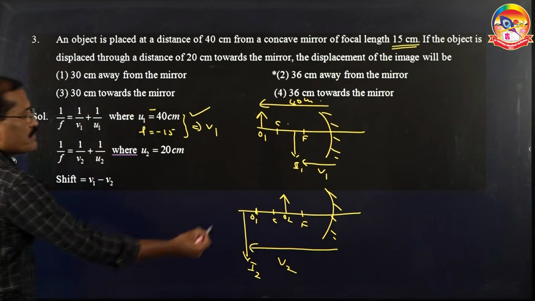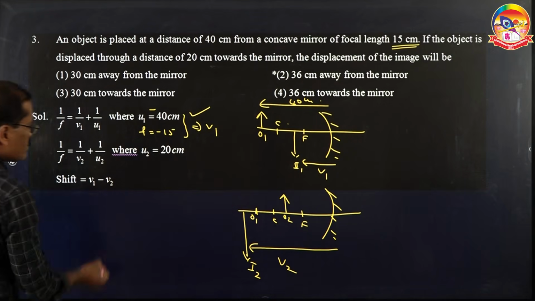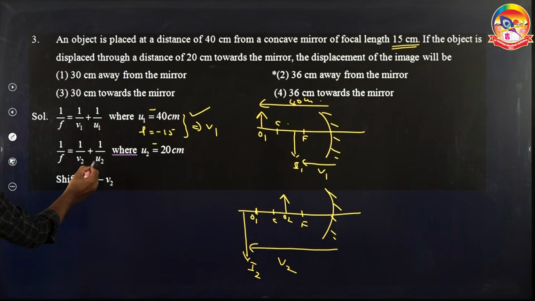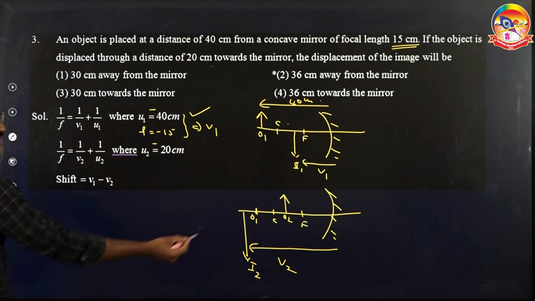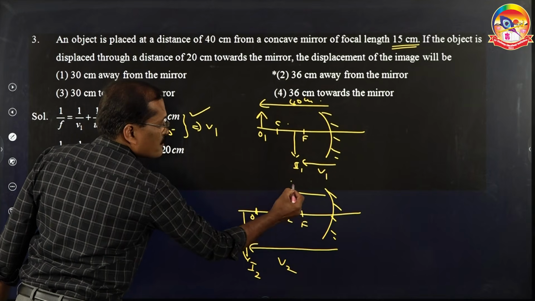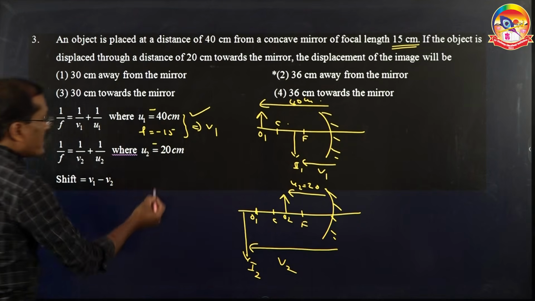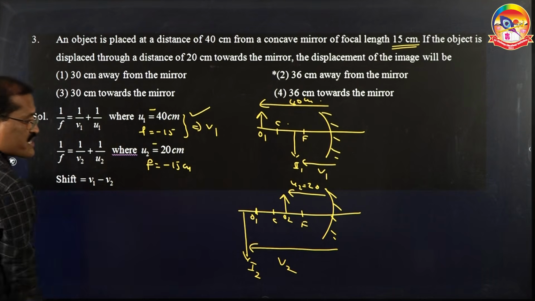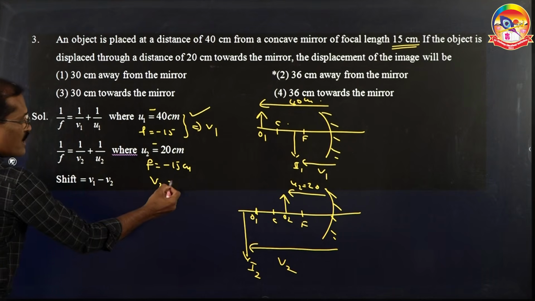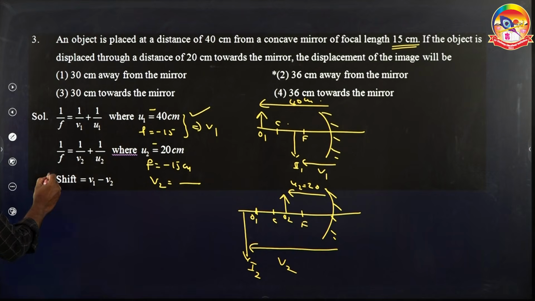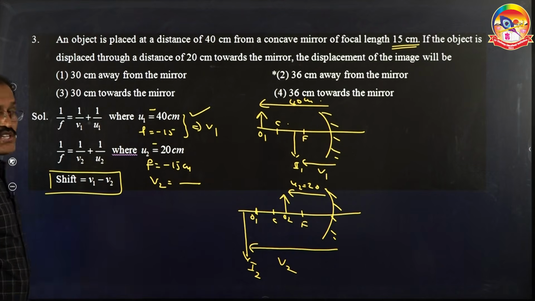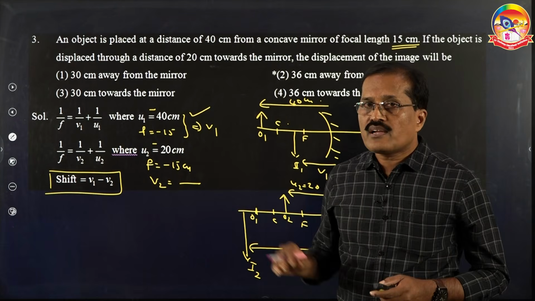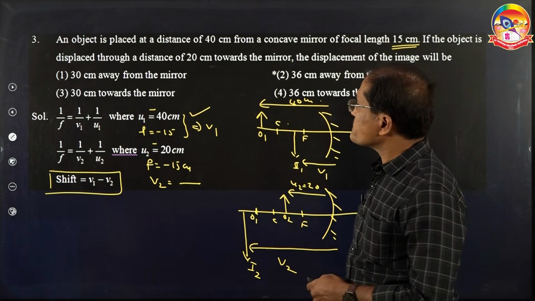In the second case, the first image distance is known, and the second image distance you can calculate from this. Here the object distance U2 is equal to minus 20, because this is 20 centimeters, and the focal length is also given as minus 15 by the sign convention, to the left side. You can calculate V2. After finding V2, children, you can find the shift, which is V1 minus V2 or V2 minus V1, right. So this is about the spherical mirror, one of the important models here.